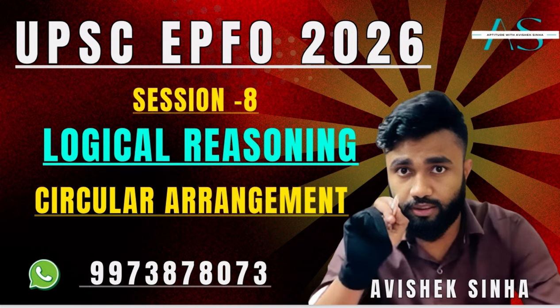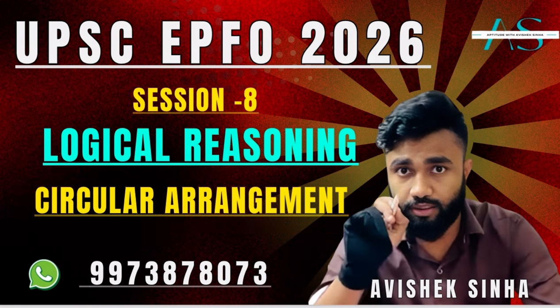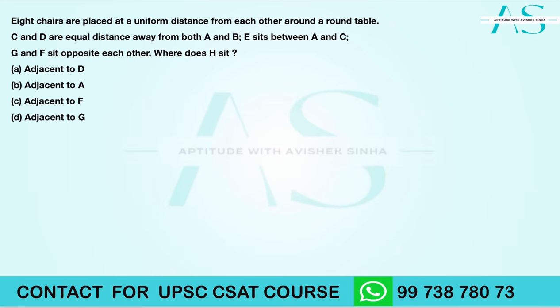Today's session we would be targeting circular arrangement as part of logical reasoning. Chalo, I'll give you the basic idea and the roadmap how to approach a problem on circular arrangement as well. So we have a question which says 8 chairs are placed at uniform distance from each other around a round table. So 8 is our number. They are seated around this circle at uniform distance, equidistant from one another.